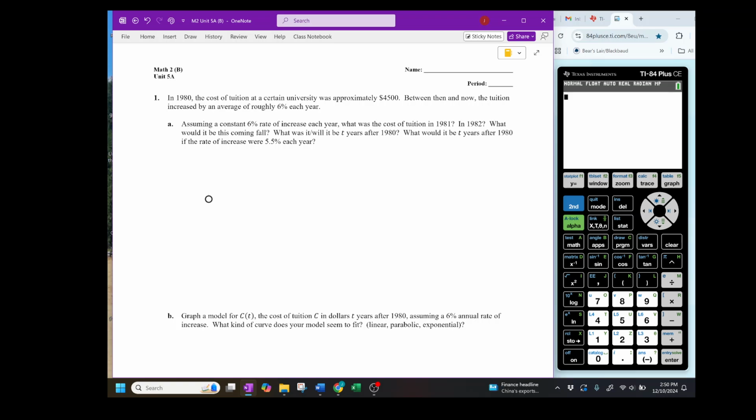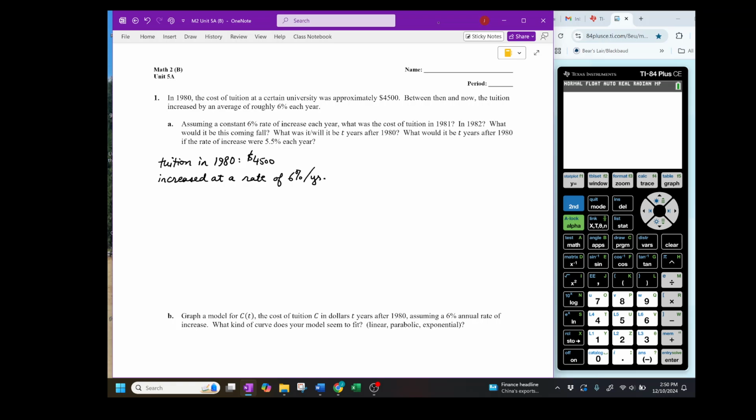So let's see here. One of the things that can grow exponentially is stuff that's related to money. This talks about tuition of a certain university. In 1980, it cost $4,500. So tuition in 1980 was 4,500, and the tuition increased at a rate of about 6% per year.